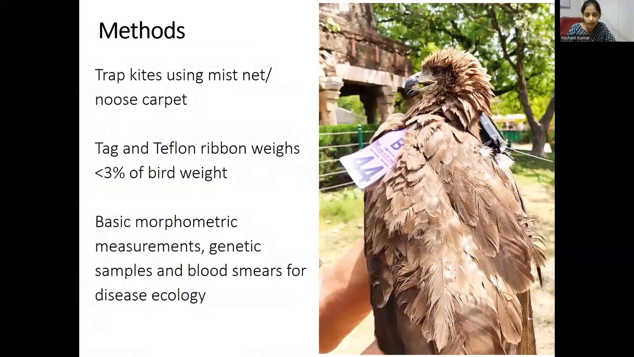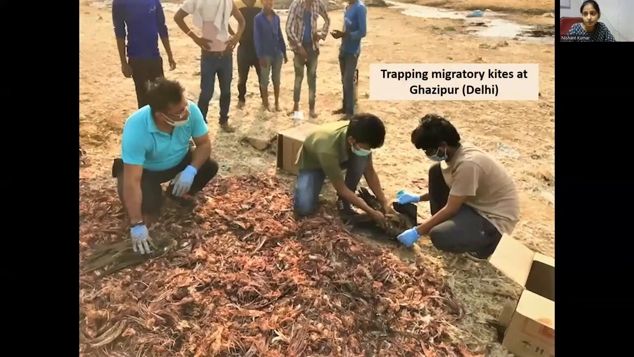While we attempt to tag them, we ensure that the tag and the Teflon weight stays less than 3% of the bird's body weight. And during the tagging exercise, we ensure to take basic morphometric measurements, genetic samples, and blood smears to study their disease at a later point. Trapping them is a different ballgame.